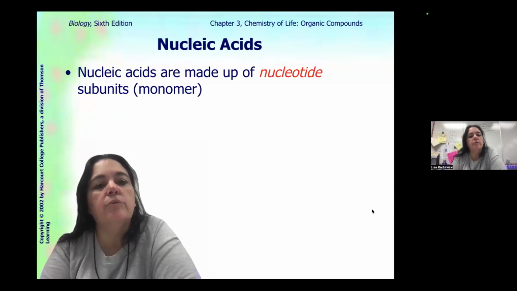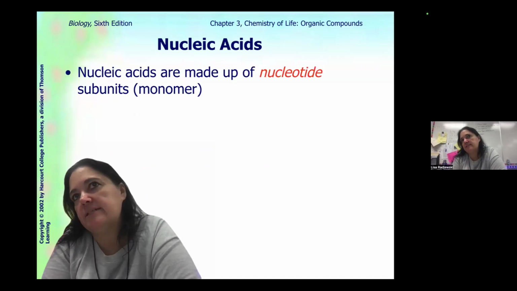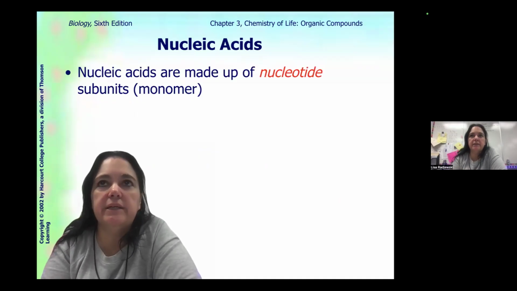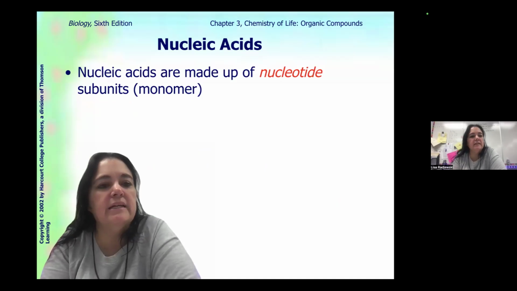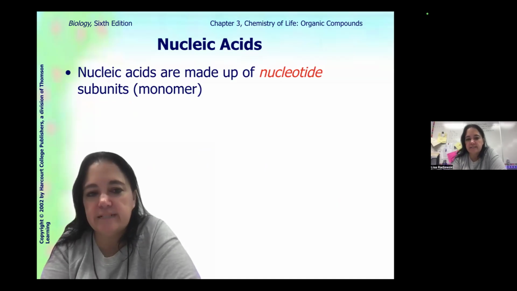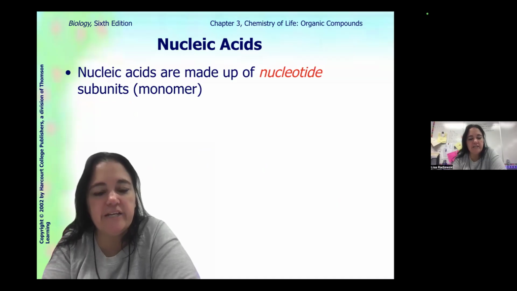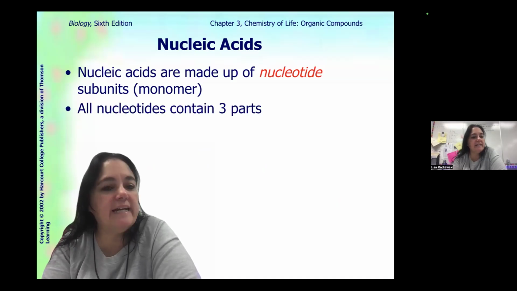All right, so what are nucleic acids made of? How am I going to be able to tell the difference between a nucleic acid, a lipid, or a carbohydrate, or a protein? Nucleic acids are made up of nucleotides. That is the name of the monomer, a nucleotide. So all nucleotides have 3 parts.